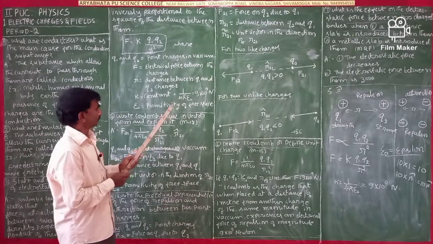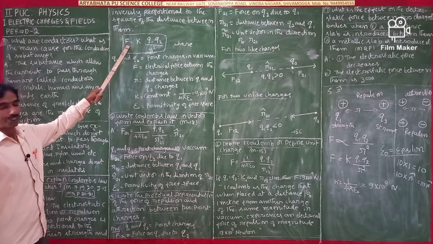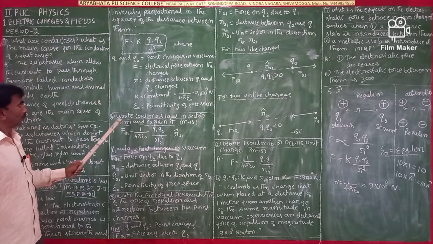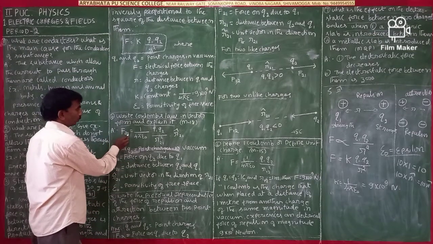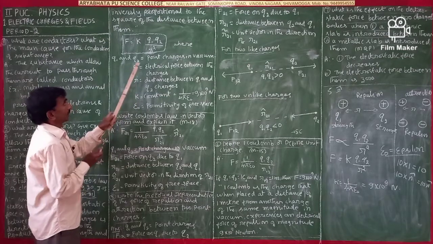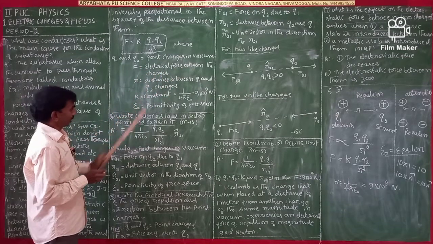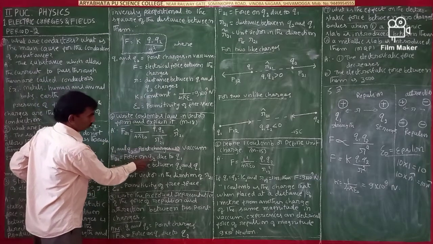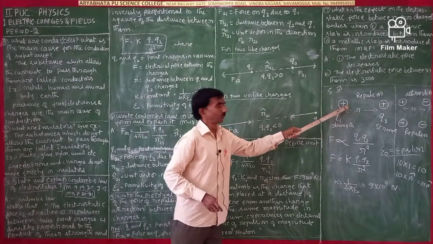So you see, the vector form is 1 by 4 pi epsilon naught. F is a scalar quantity. If we convert this scalar into a vector quantity, then we have to write F21. F21 means the force on 2 due to 1. You see, here F is the electrical force between the two charges, but in vector quantity this is the force on Q2 due to Q1.